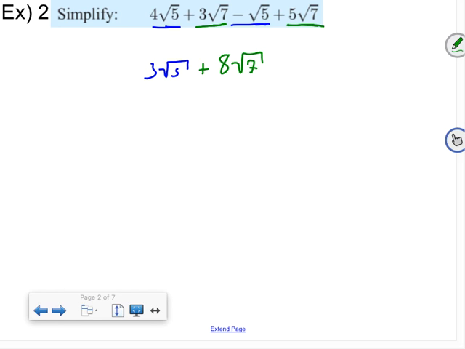I have square root of 5, square root of 7. They're different bases, so I can't add them. So we're just going to leave that in its simplified form. That does it for example 2.